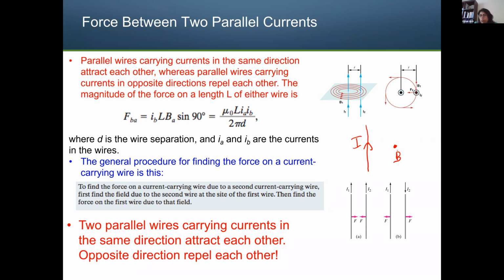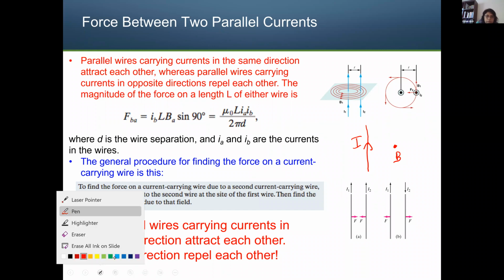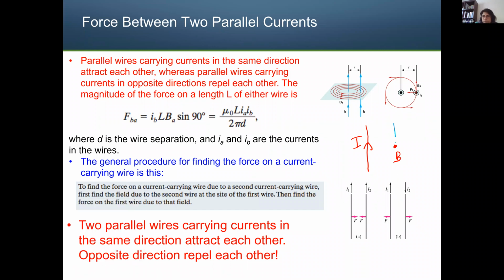We already know that. But if somebody tries to bring another wire in here that will carry the current, we'll say current IA and current IB. Now I have a current carrying wire inside the magnetic field. That means you need to go to your earlier section and think about what the force on that wire is. So this B, red B, is created by the red wire on the blue wire. Now the blue wire is in a magnetic field, and because of that, there is a magnetic force.